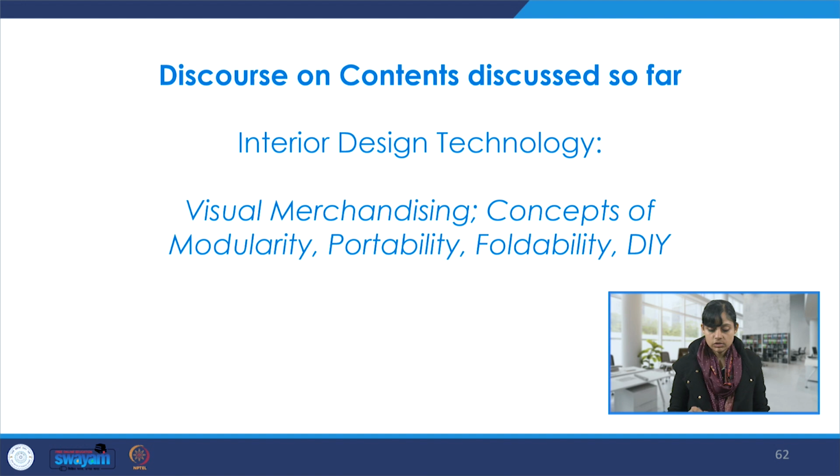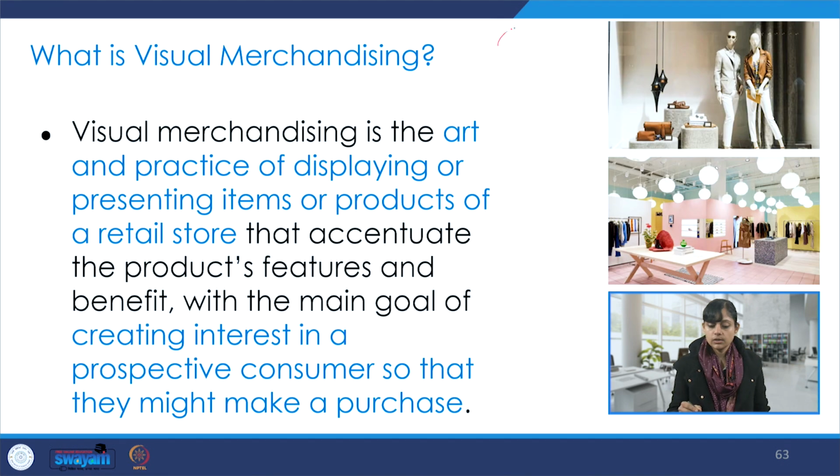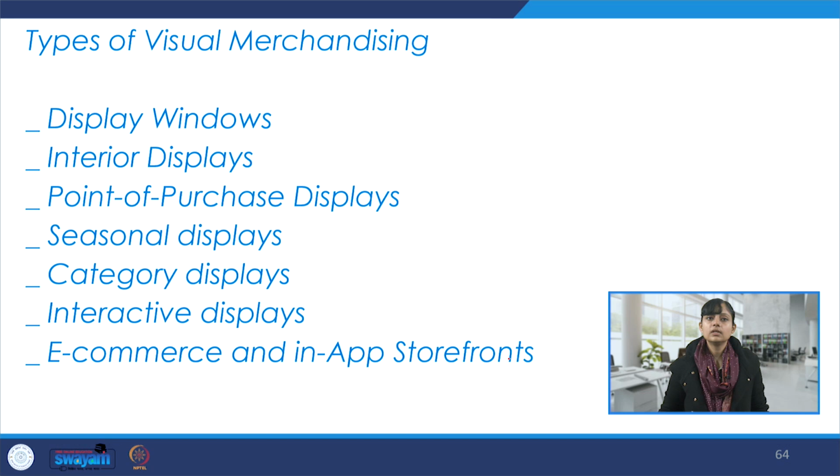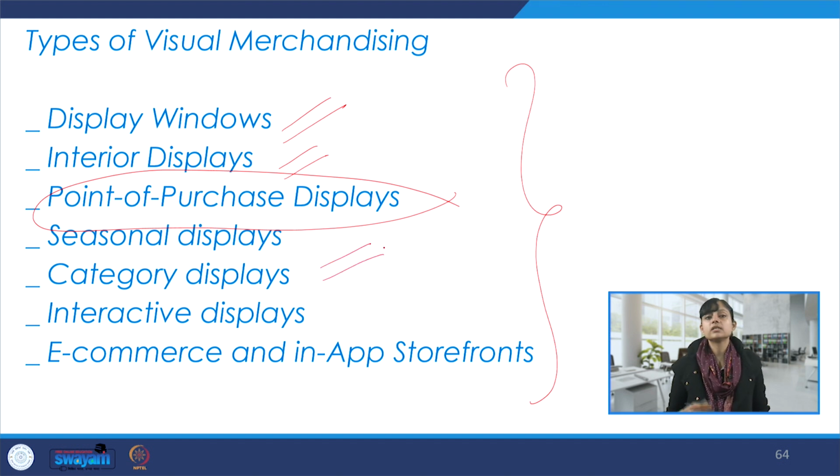Then moving on, we talked about the very important concept of visual merchandising, which is VM, along with interesting concepts such as modularity, portability, foldability, and do it yourself, which is DIY. So, starting with what is VM, moving on, we tried to understand the types of visual merchandising, which could be display windows, interior displays, point of purchase displays, seasonal displays, category displays, interactive displays, and very important these days, e-commerce and in-app storefronts.